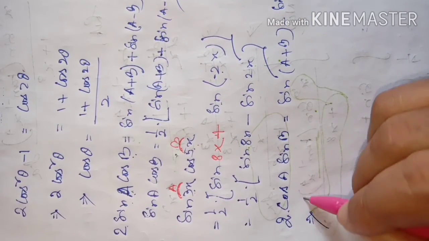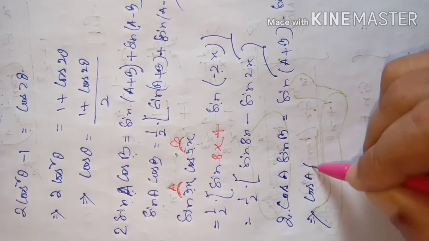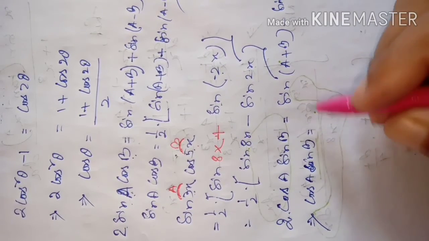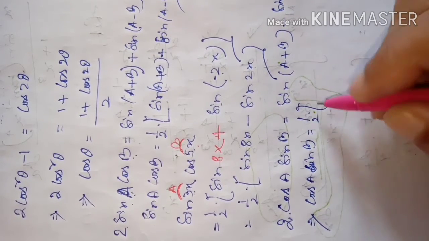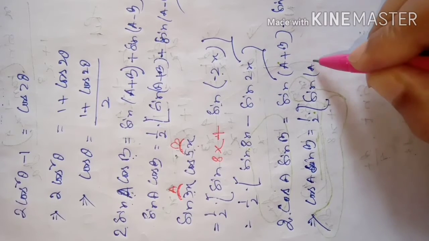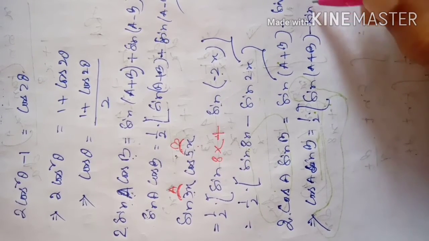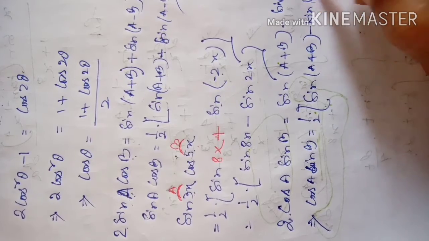So from here, cos A sin B is equal to, this 2 goes there, half into sine A plus B minus sine A minus B. Like this you can transform.